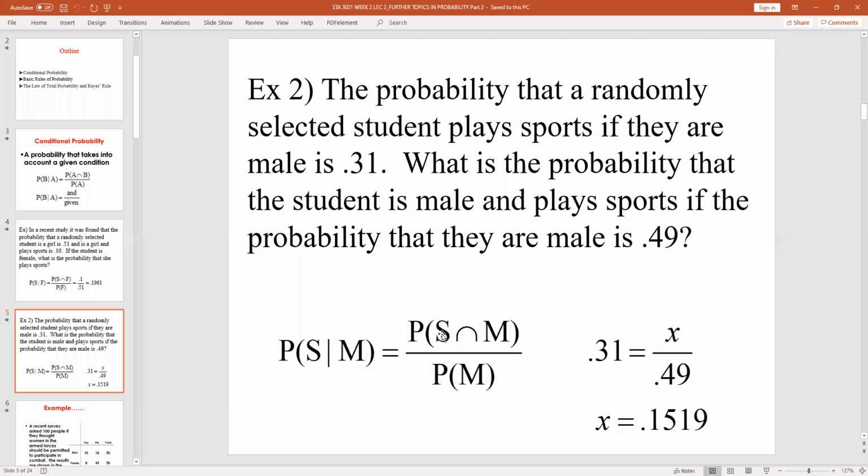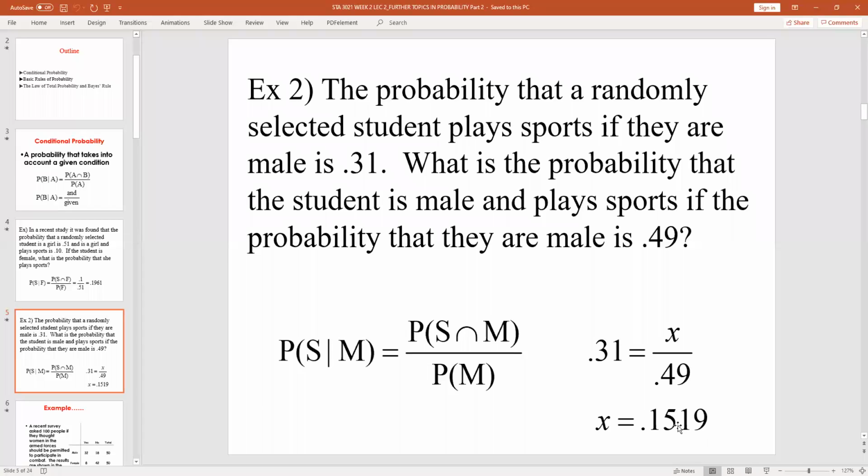Of course, if you want to find that, and you know this is the formula, then I need to be given the probability of male. Now, what is the probability of male? We're told right here, what is the probability that the student is a male and plays sports if the probability that they are male is 0.49? That has already been given right here. Then I can figure out what I use X to denote, what I'm looking for, because I'm actually looking for the probability of a joint. Therefore, the probability of a joint is this.